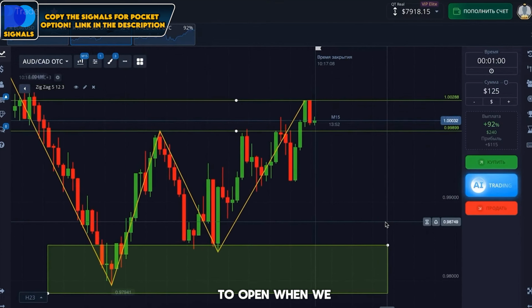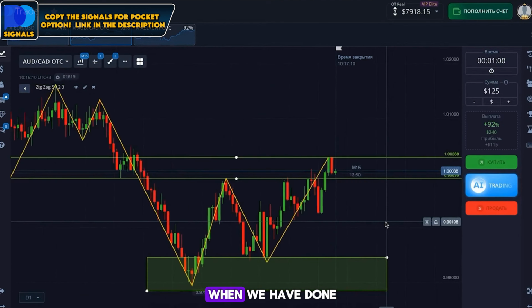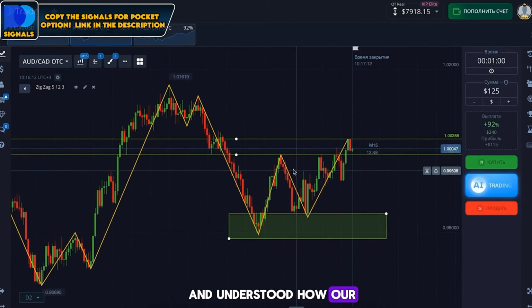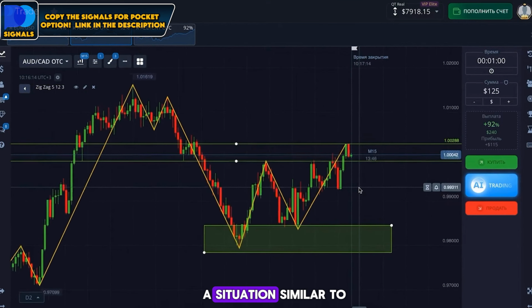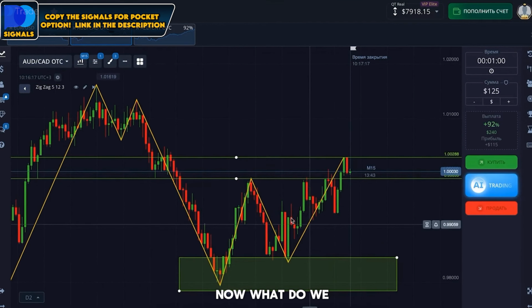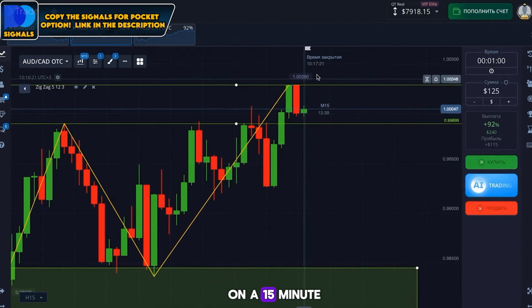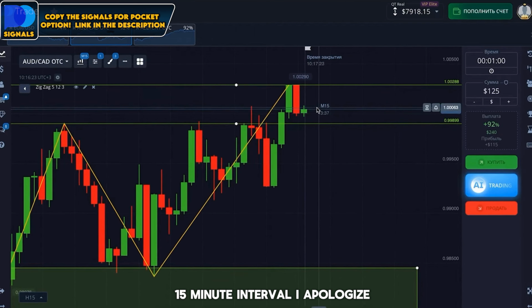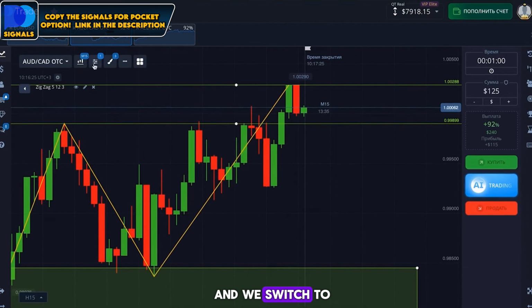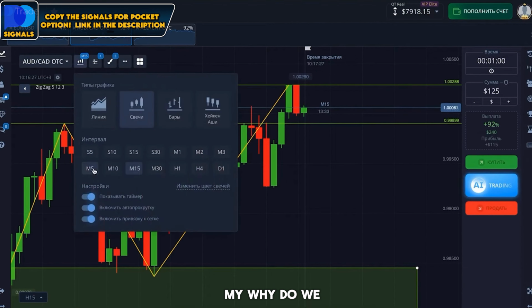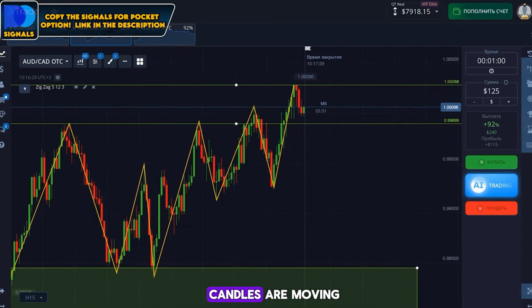When we need to open, when we have found the trend, when we have done the analysis and understood how our trend is going, and if you have a situation similar to mine here now, what do we need to do? We are already sitting on a 15-minute interval. I apologize. And we switch to the 5-minute interval. Why do we need this? To see how our candles are moving.